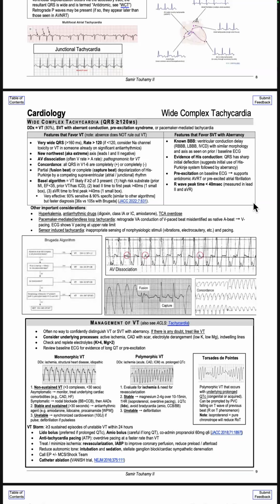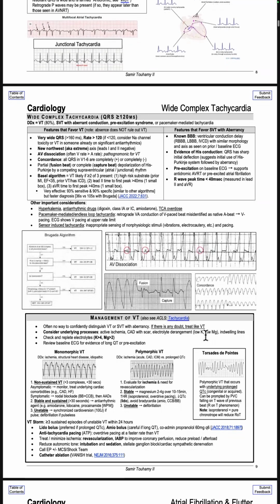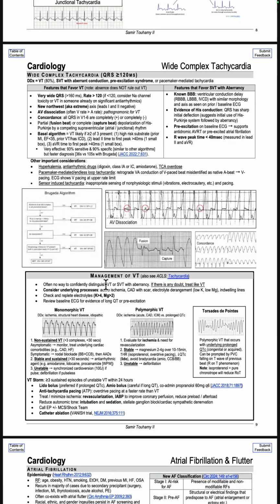So why do you need to know this? It's not so important that you diagnose exactly what it is. It could help the management, but if there's any doubt, treat it like it's VT. VT is generally more serious. You want to consider any underlying processes like active ischemia, coronary artery disease with scar, any electrolyte derangement such as low potassium and low magnesium, any indwelling lines. So you want to check and replete the electrolytes. You want to have potassium greater than 4 and magnesium greater than 2. You want to review the baseline ECG for evidence of long QT or pre-excitation. That does help the management a little bit.